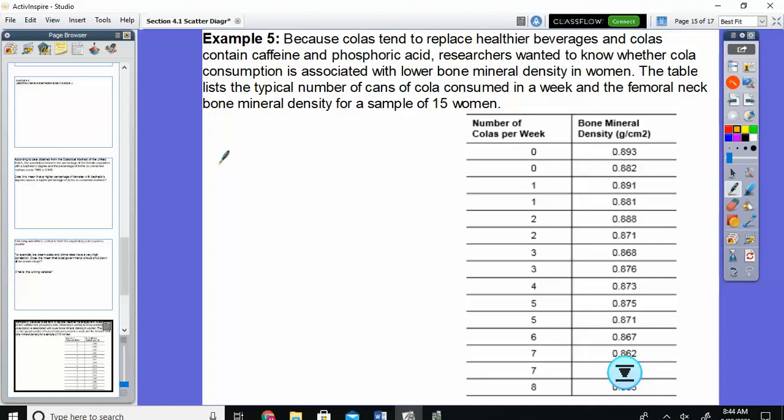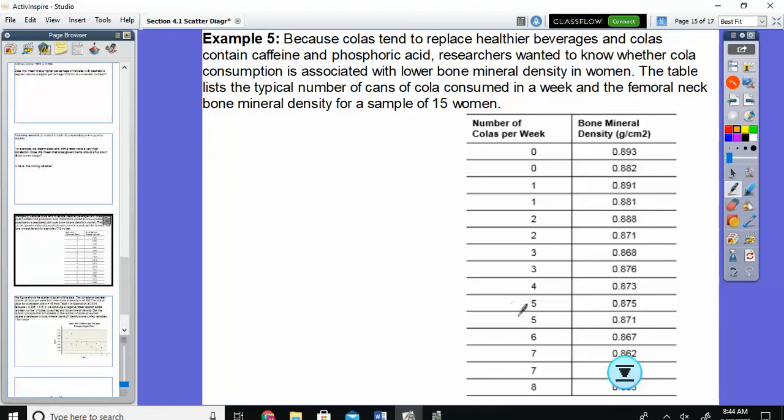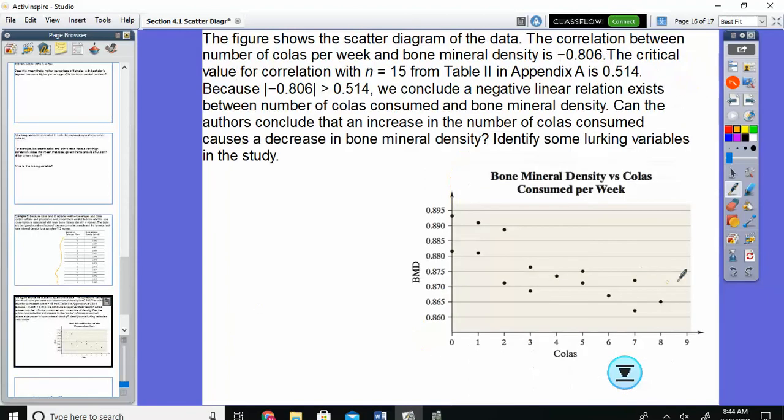All right, we are almost out of time, so we're going to kind of breeze through this one. I just showed a table. This tells you the number of sodas drank per week and bone density. And I went ahead and gave you what the scatter plot looks like. So the correlation coefficient on this was a negative 0.806.